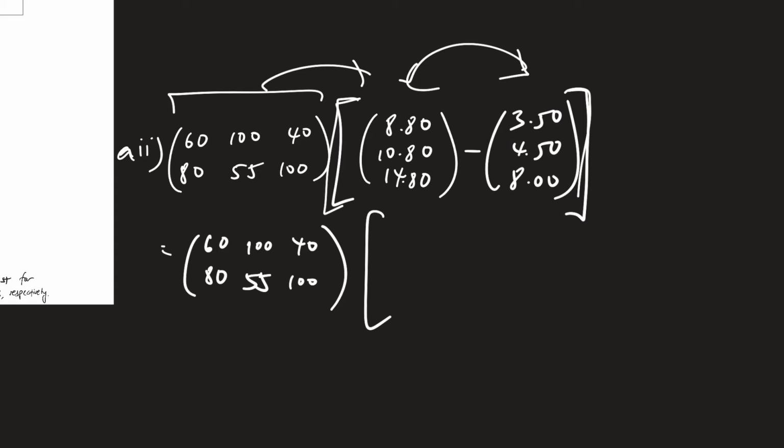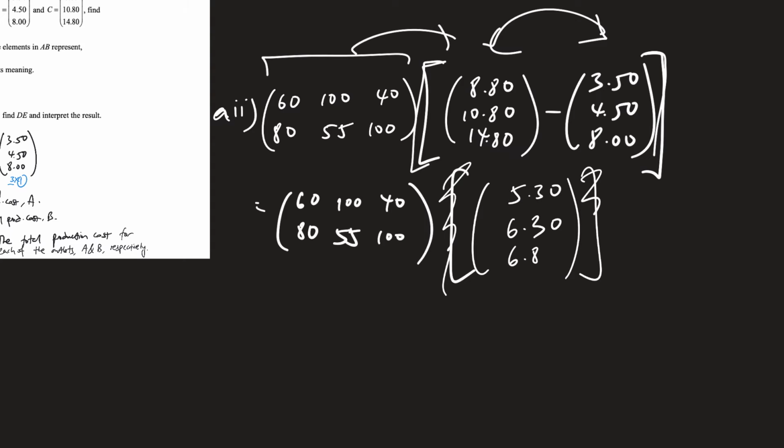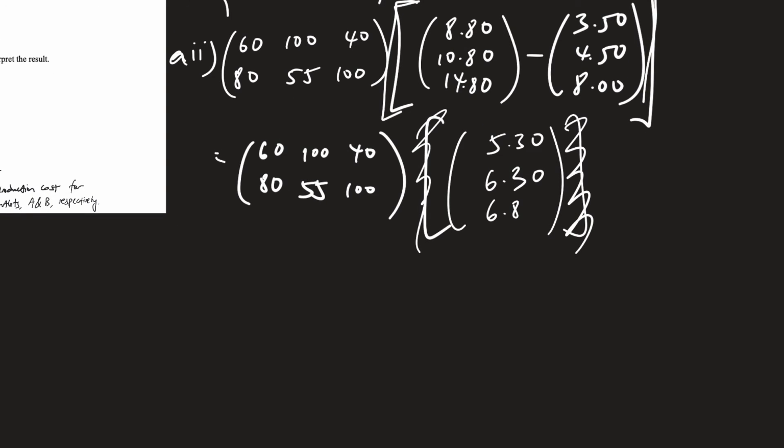And so once you subtract it, what you get is 5.30, 6.3, and finally 6.8 over here. So I don't need these brackets anymore, right? They don't mean anything anymore because I've already done the subtraction inside. Now 60 here. Now I can multiply.